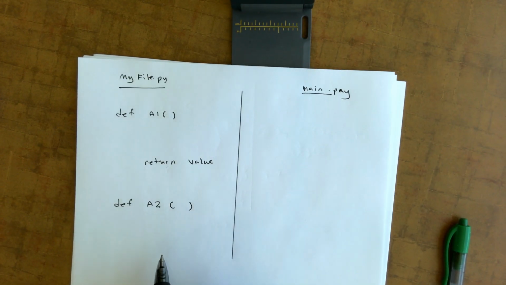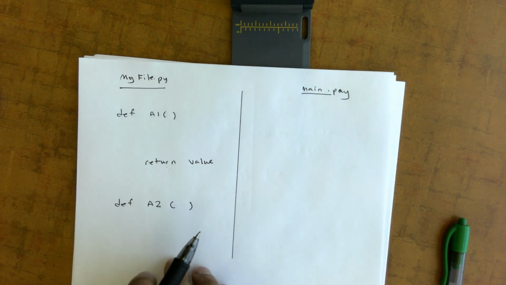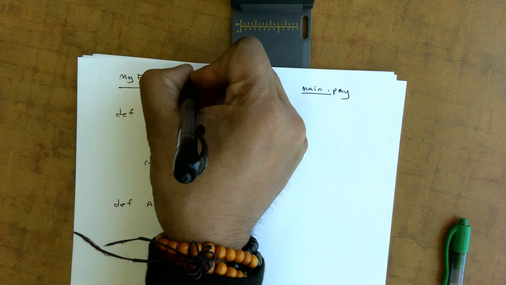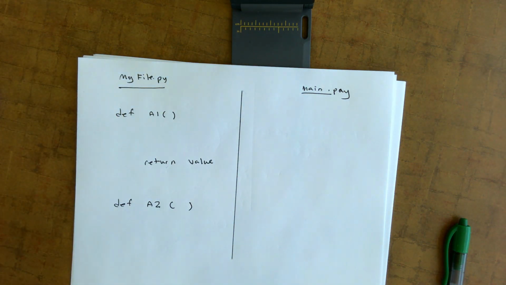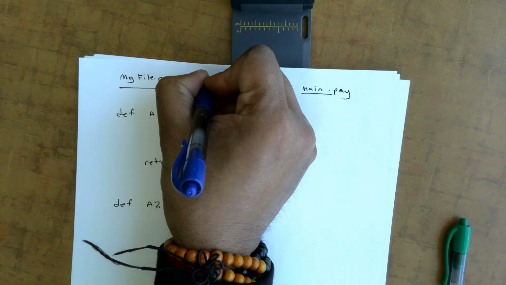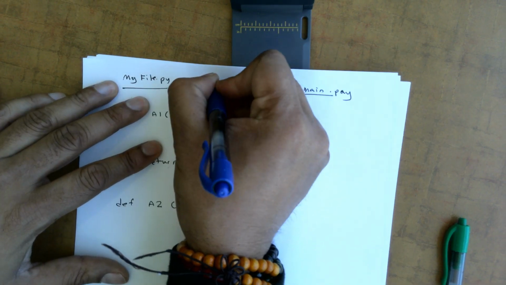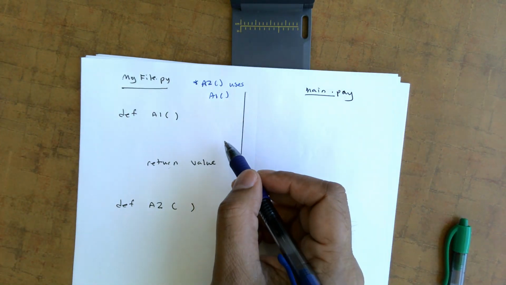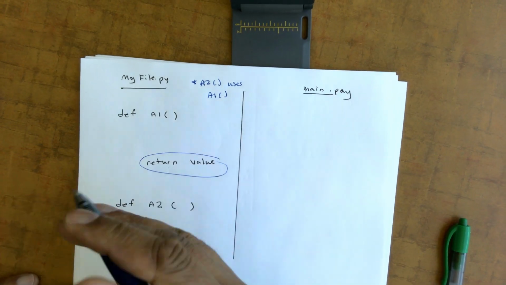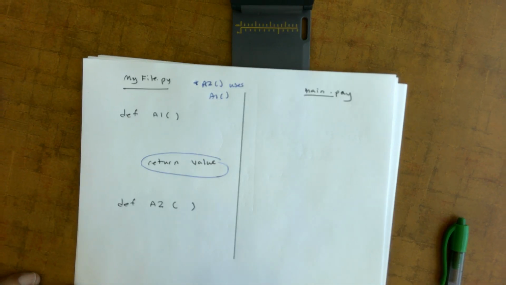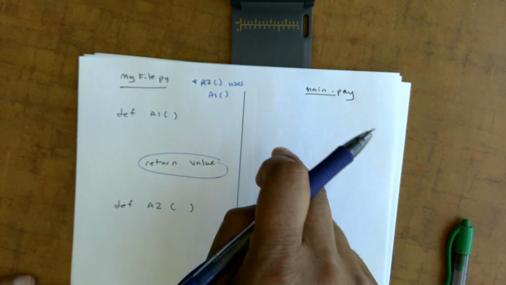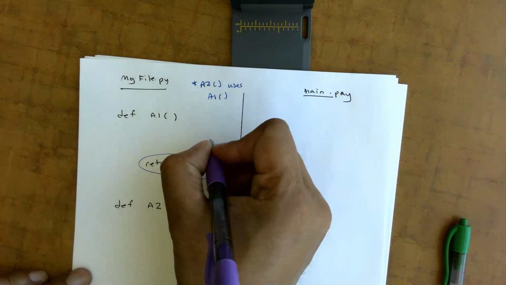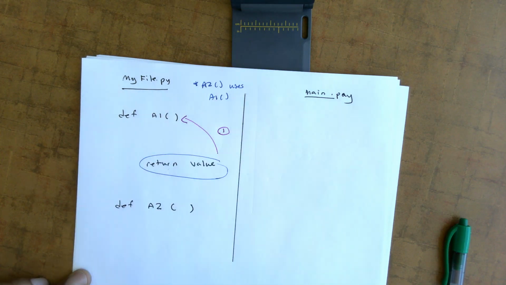And then because A2 uses A1, you have another definition, def A2. I'll leave some space, but it will not return a value, because remember, the key here is that A2 uses A1. So if A2 uses A1, that means A1 is going to return a value. Now, obviously, I can't transition it, so we're going to write it again, and we're going to create steps. So this is step 1. Boom. It returns a value.